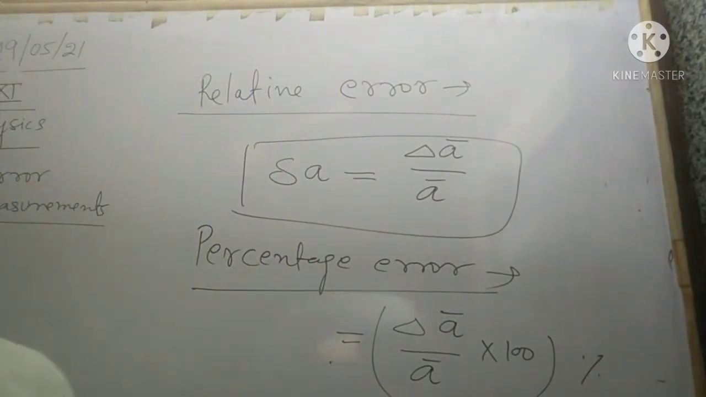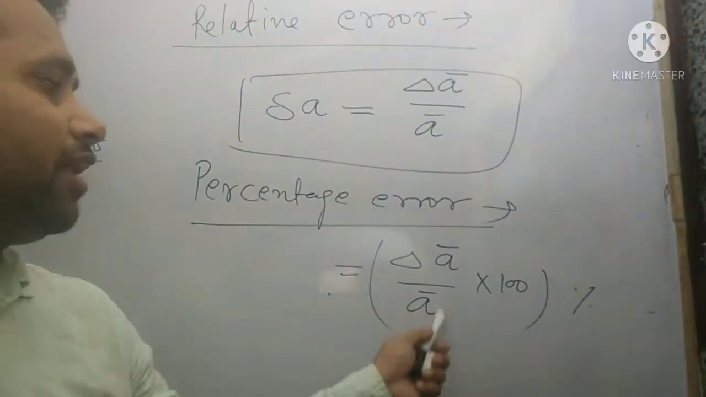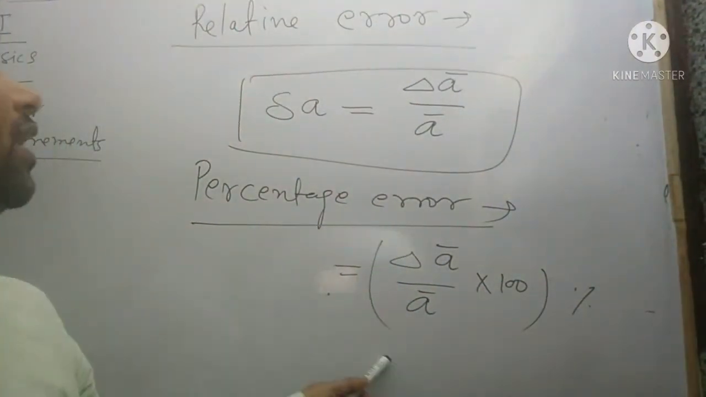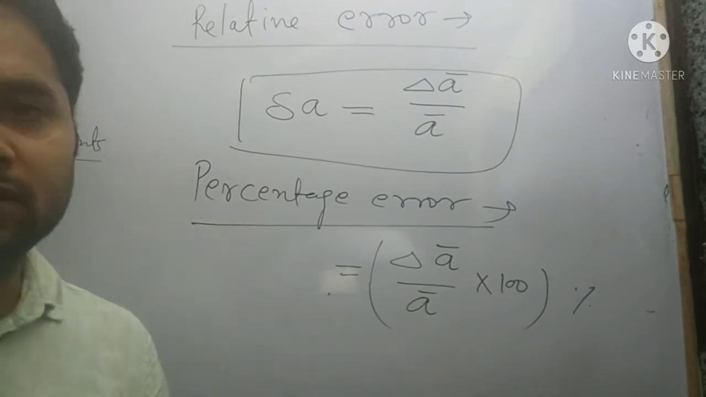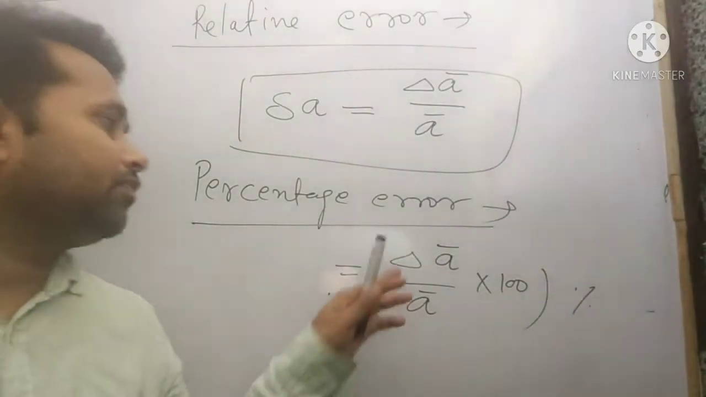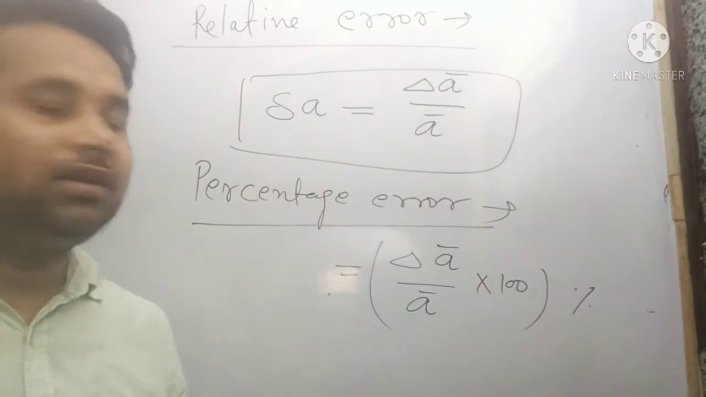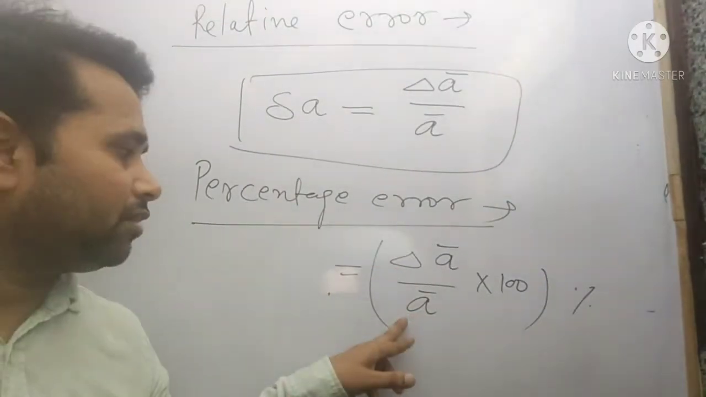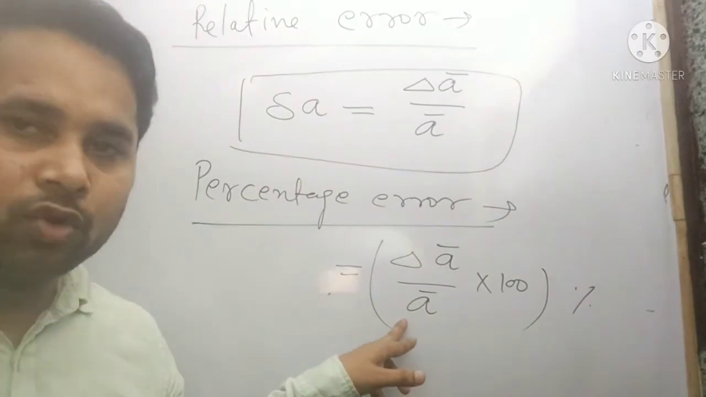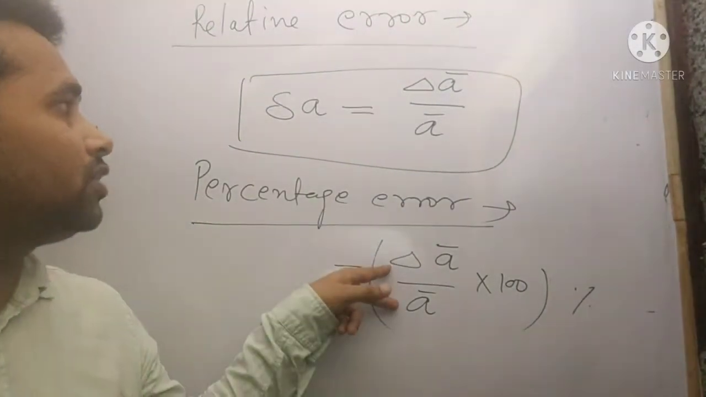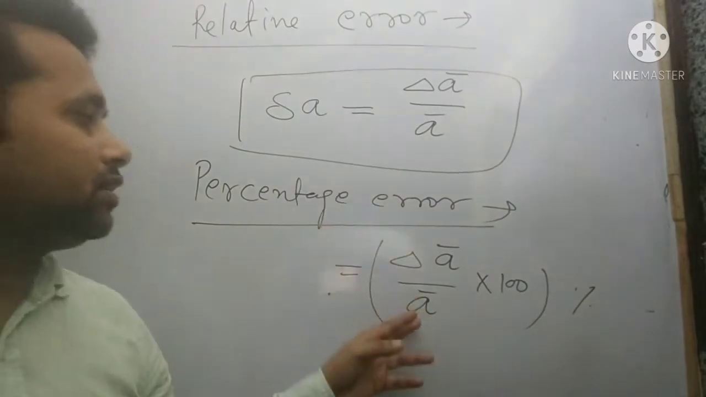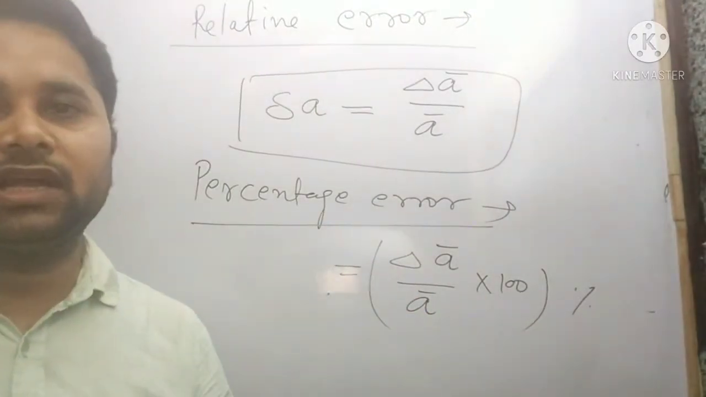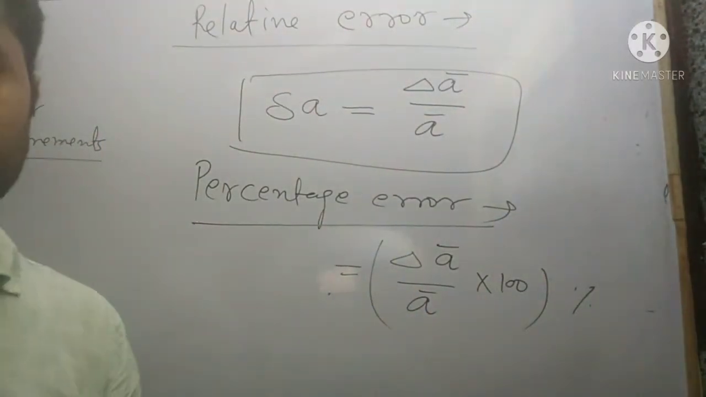ठीक है, किसी भी फ्रैक्शन को परसेंटेज में रिप्रेजेंट करने के लिए we have to multiply the fraction with 100. So this is the method to get the percentage error. कैसे परसेंटेज एरर निकलेगा? दिस इज द मीन एब्सोल्यूट एरर या फाइनल एब्सोल्यूट एरर डिवाइडेड बाय दिस इज द ट्रू वैल्यू, और दोनों के रेशियो को कहते हैं रिलेटिव एरर. इस रिलेटिव एरर को जब परसेंटेज में रिप्रेजेंट किया गया, this is called the percentage error.